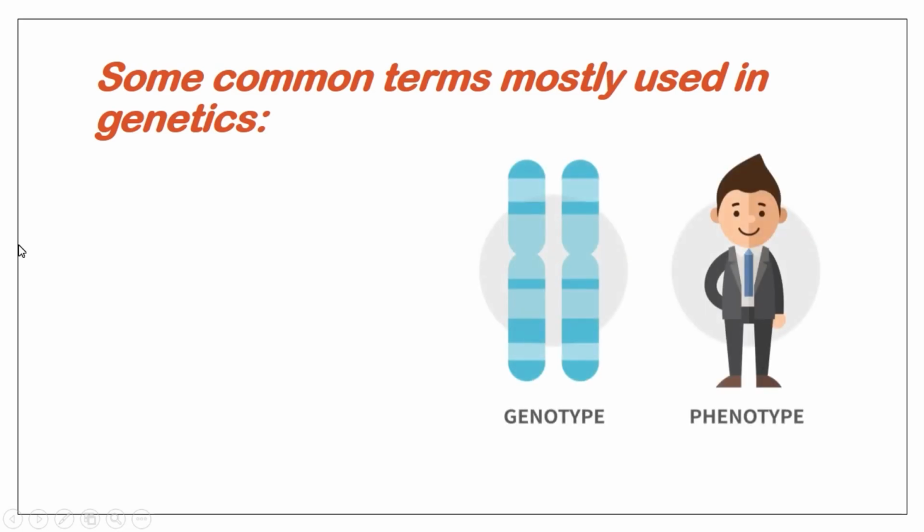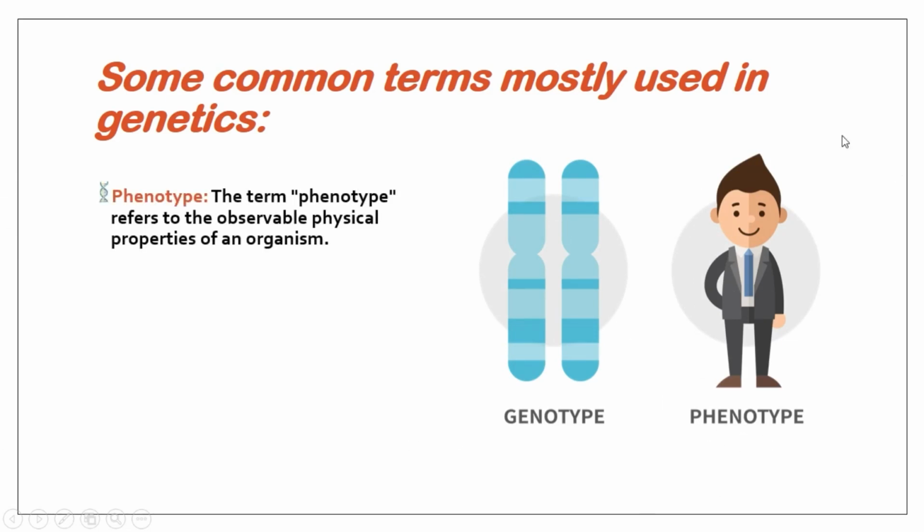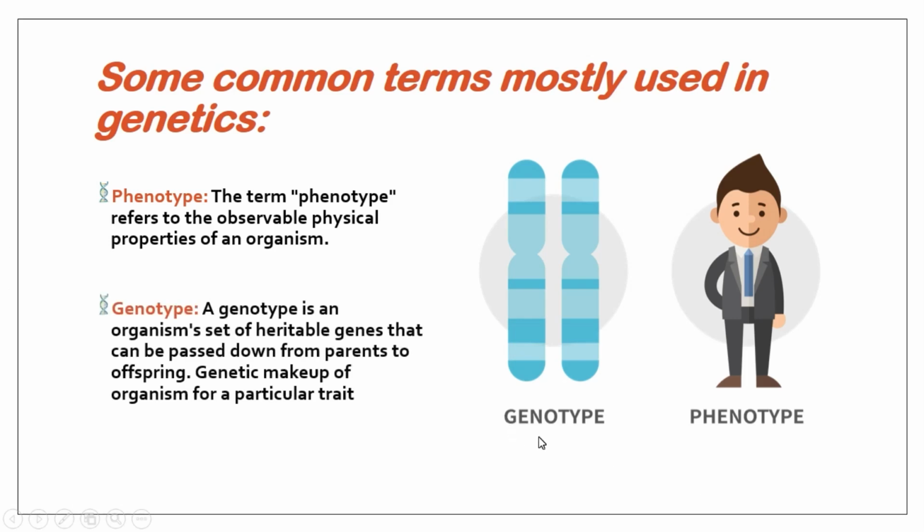And lastly, the last terms that we have to learn are genotype and phenotype. Phenotype is the physical appearance of one person, the physical characteristics of a person. When you look at the person, the characteristics that you can see, the observable characteristics, are called phenotype. And genotype is the genetic makeup of an organism. It means the chromosomes, the genes, the alleles, or the characteristics that a person gets from their parents are called the genotype.